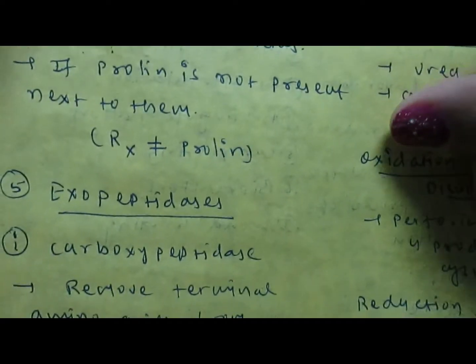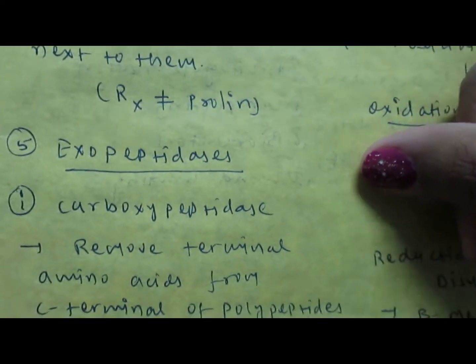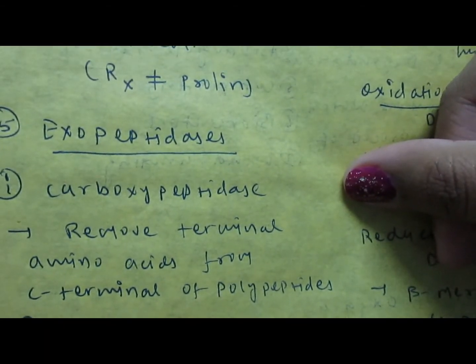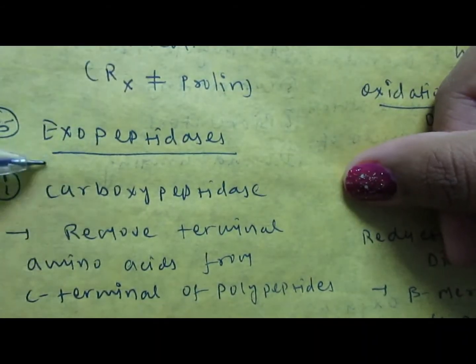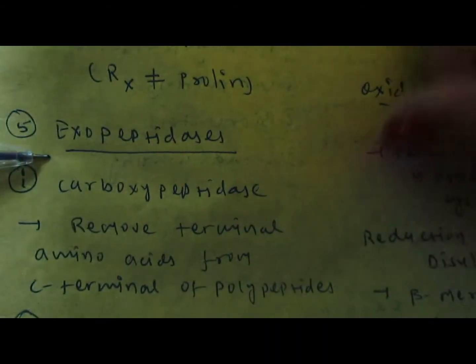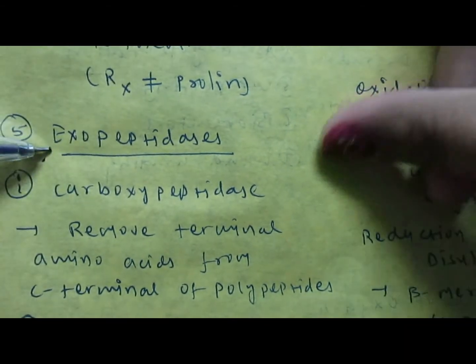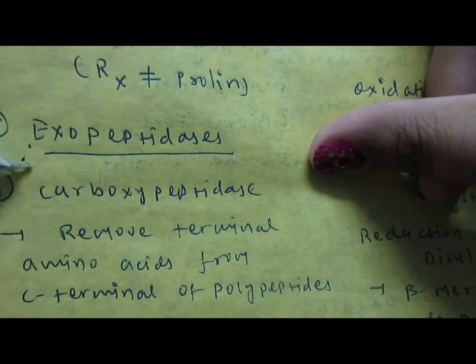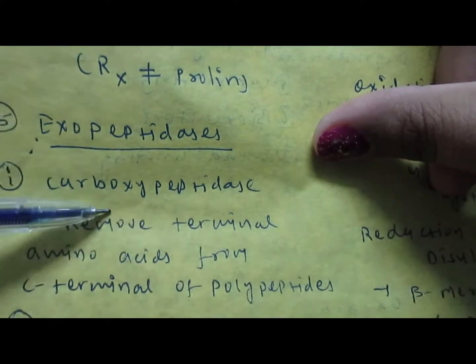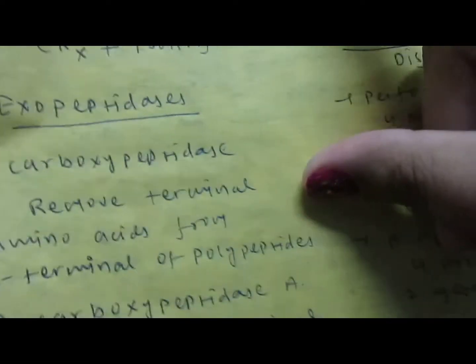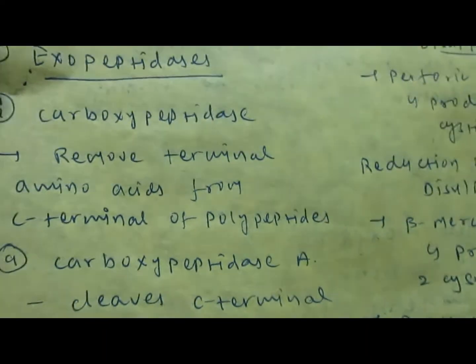Then the second class is exopeptidase. Exopeptidases work only on terminal amino acids, not somewhere in the middle. If we need to cleave a terminal amino acid, then exopeptidase will work. The classes of exopeptidase are carboxypeptidase as well as aminopeptidase. The first one is carboxypeptidase.